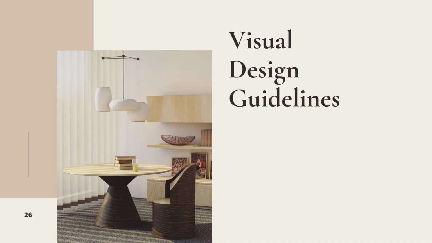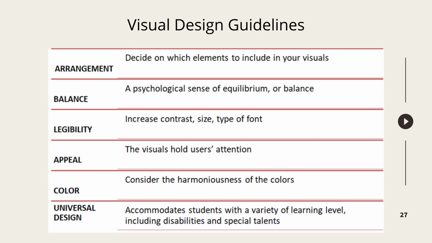All right, you as a graphic designer or someone that uses graphics in your work, you need to use some guidelines. For example, the arrangement, which decides which elements to include in your visuals. You need to be careful. And then you need to consider the balance, which is a psychological sense of equilibrium. You need to consider the colors, for example, and so on. We will talk about the balance later on. And then we have to make sure the contrast is clear, and then, for example, the size or type of fonts and the colors and so on.